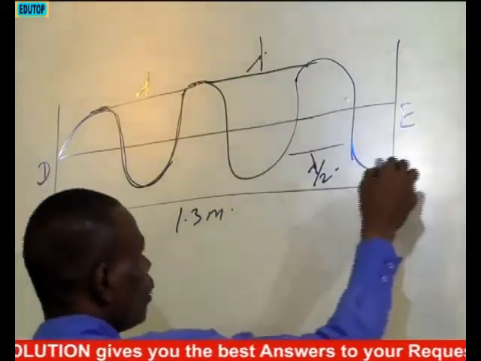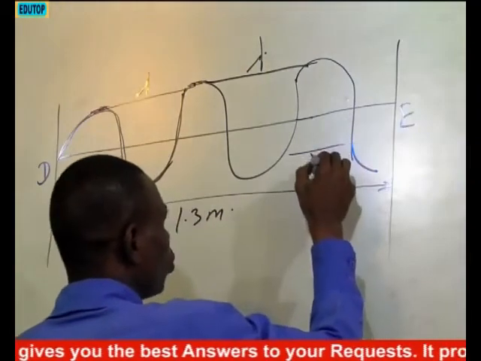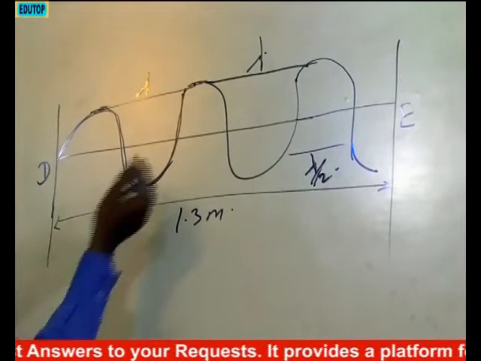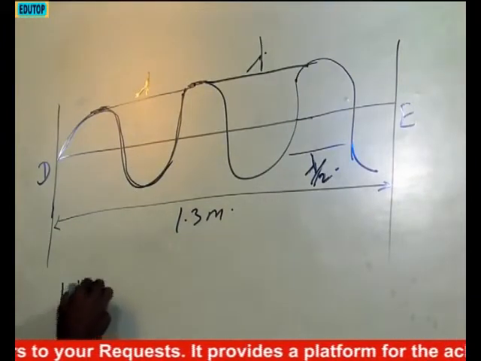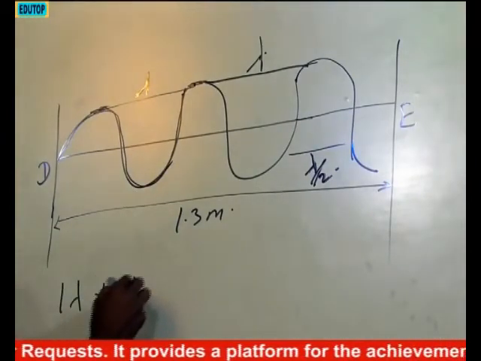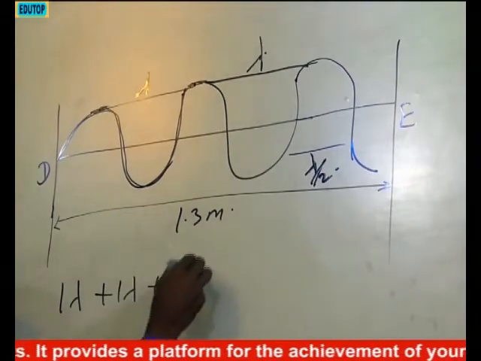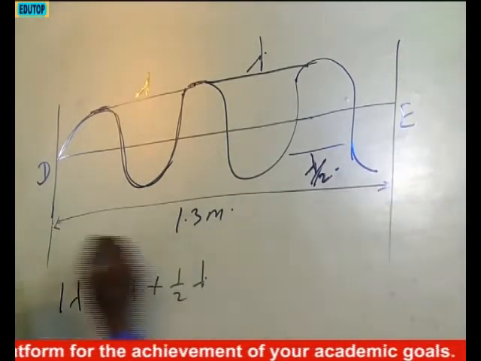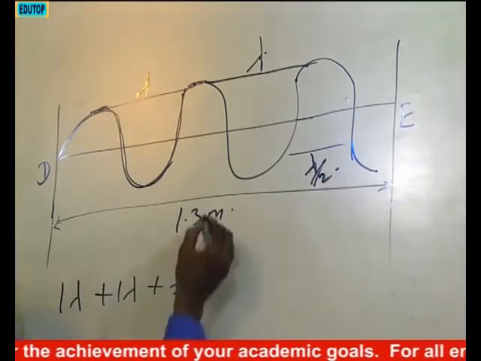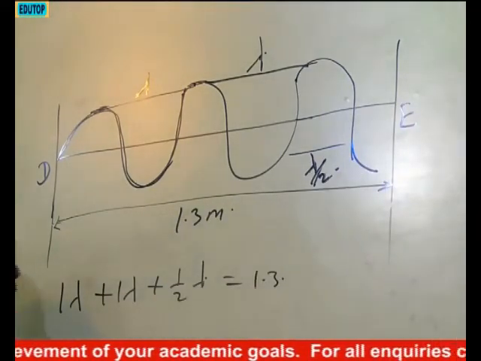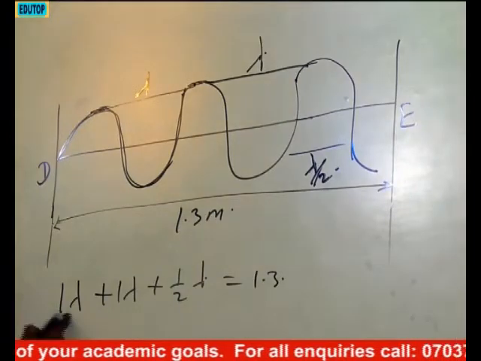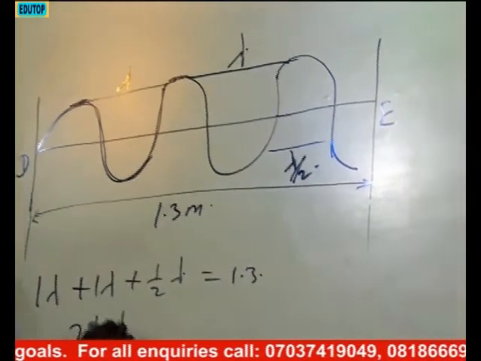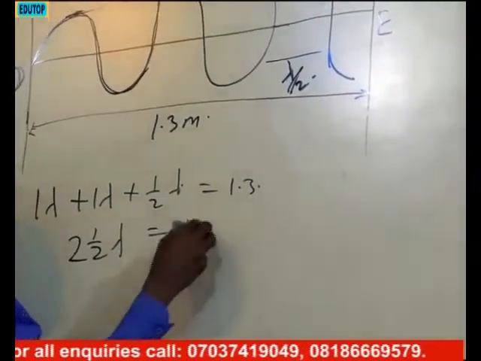Then the remaining one doesn't give a full cycle. It's a half cycle. This is half wavelength. So we are going to add one wavelength plus one wavelength plus half wavelength. Then everything is equal to, because the total length of this whole wave is 1.3. It's equal to 1.3. 1 plus 1, plus half, that's 2.5. 2.5 wavelengths is equal to 1.3.